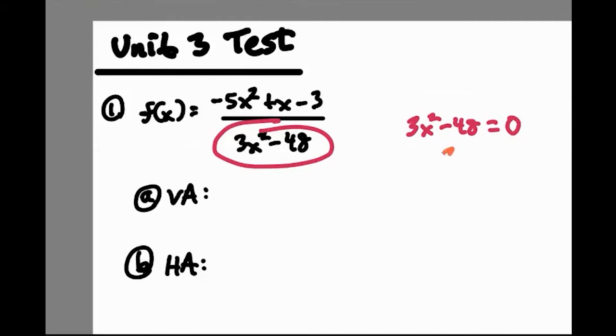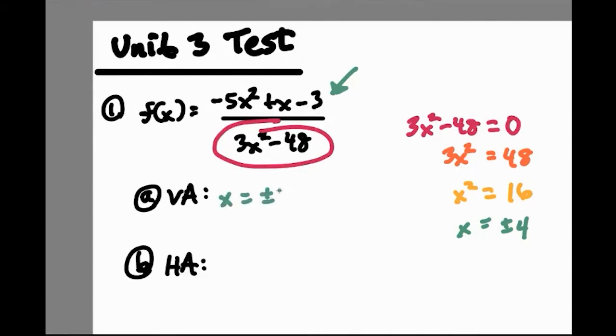So you add 48 to both sides, you get something like this. Divide both sides by 3, you get that, 16. Square root both sides, you should get plus or minus 4. Okay. Then you have to test the top. If you plugged in positive or negative 4 to the top, do you get a 0? And you don't. So the answer for part A is x is equal to plus or minus 4.